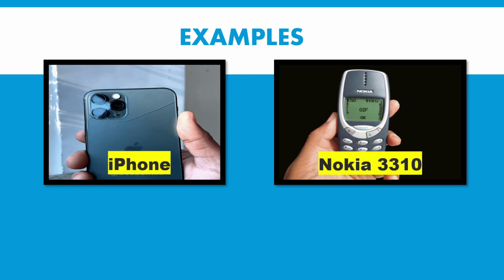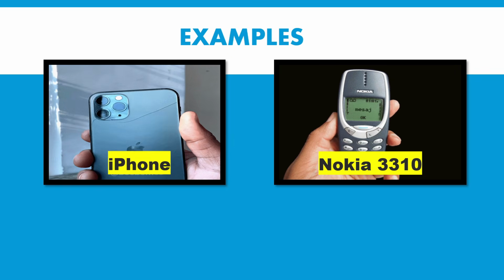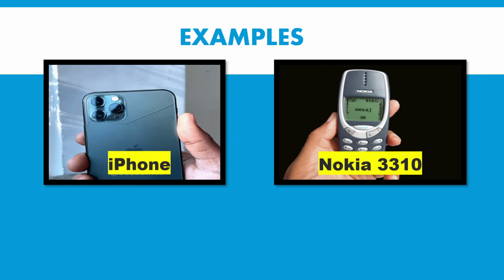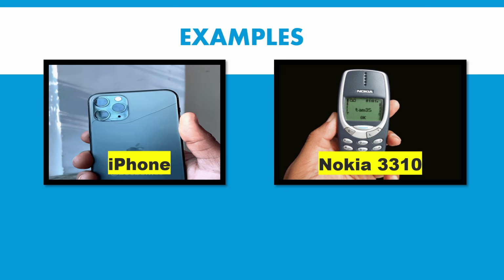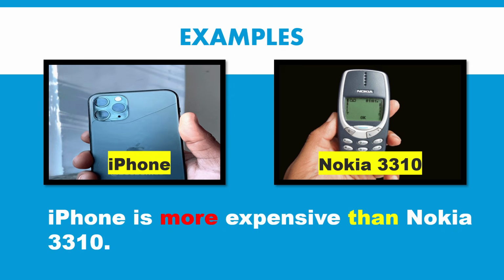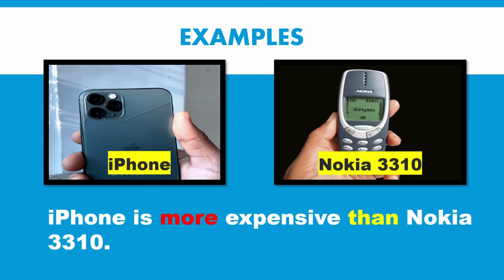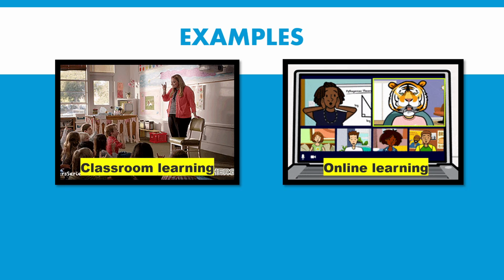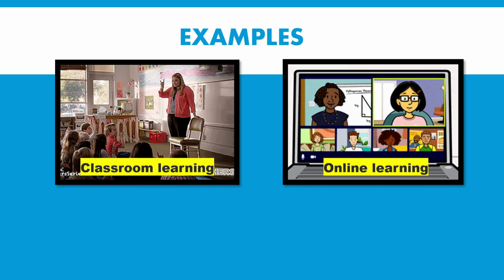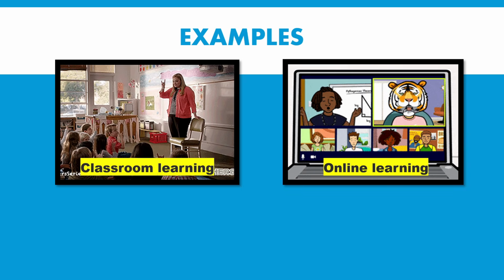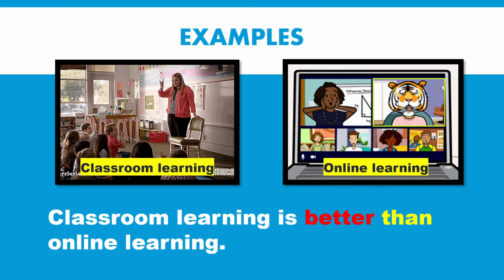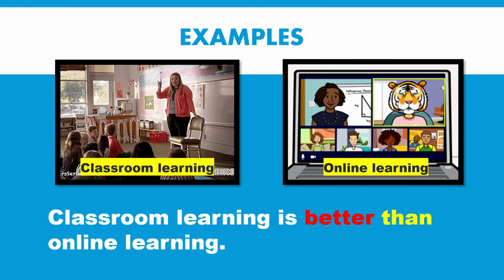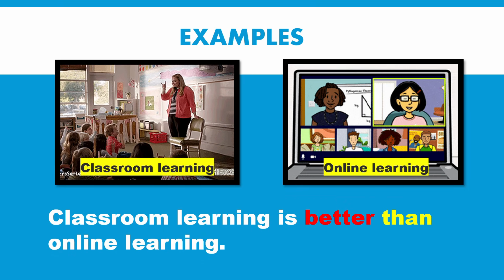Next, iPhone and Nokia. Obviously, the comparative adjective that I want to use is more expensive. Which one is more expensive? The iPhone is more expensive than the Nokia 3310. Next, classroom learning and online learning. The adjective that I'm going to use is better. Which one is better? Classroom learning is better than online learning because you can learn face-to-face from your teacher.